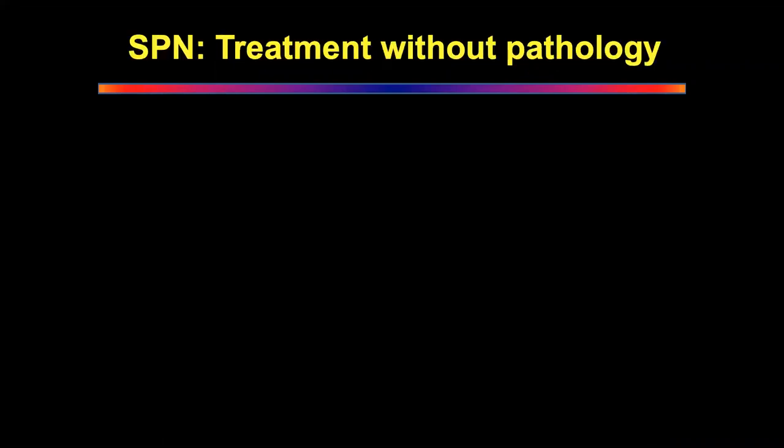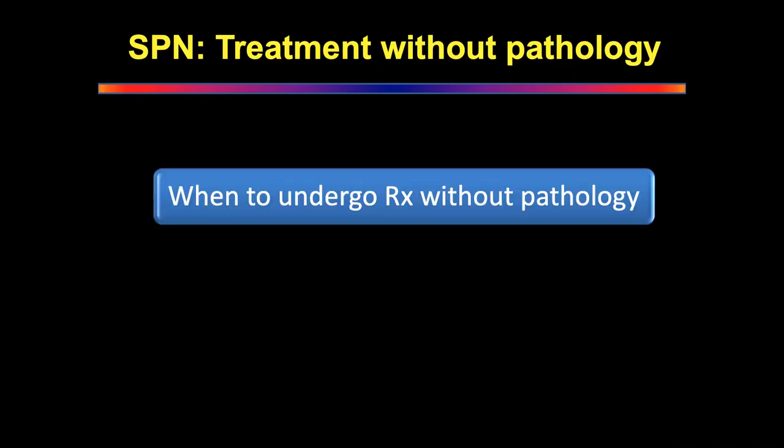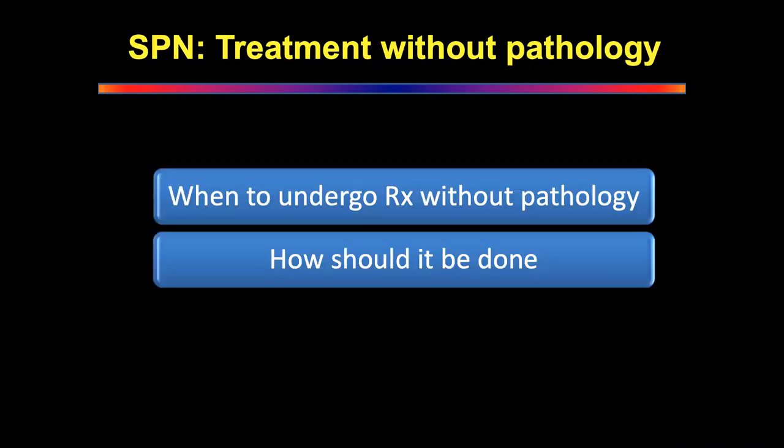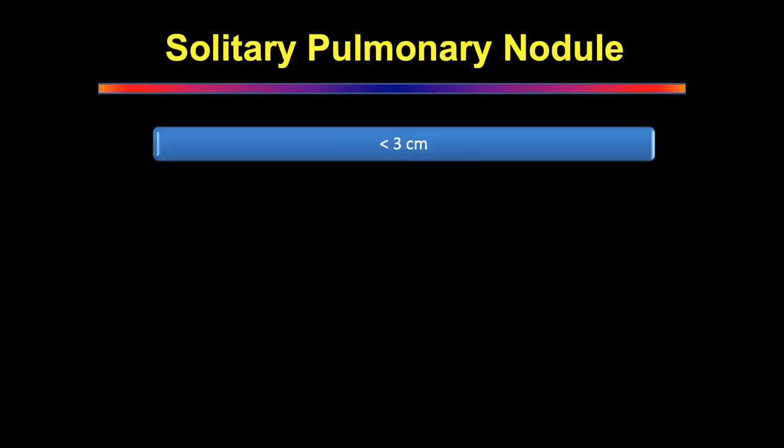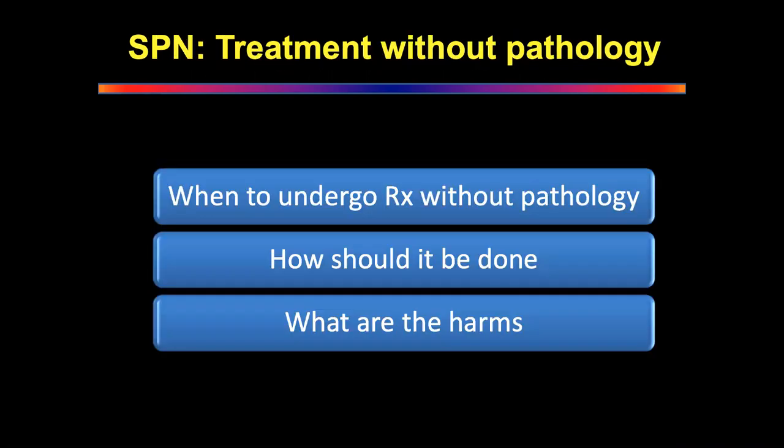And then treatment. If you're talking about treatment without pathology, when do you do treatment without pathology? How should you do it? And what are the problems with it? If you can get me the answers for all of these questions which I put up, then your case is done. There is nothing more in an SPN that they can ask beyond these questions, and this is directly from the BTS guide.